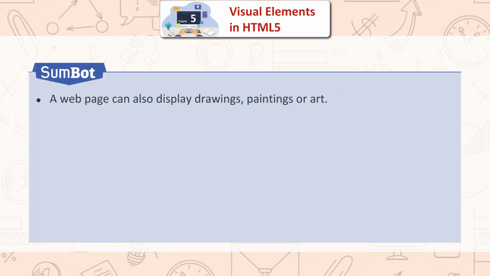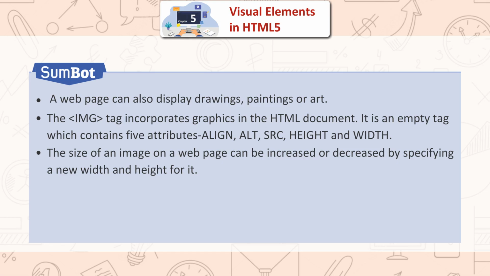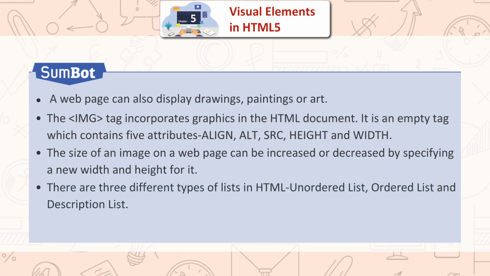A web page can also display drawings, paintings, or art. The image tag incorporates graphics in the HTML document. It is an empty tag which contains 5 attributes: align, alt, src, height, and width. The size of an image on a web page can be increased or decreased by specifying a new width and height for it. There are 3 different types of lists in HTML: unordered list, ordered list, and description list.